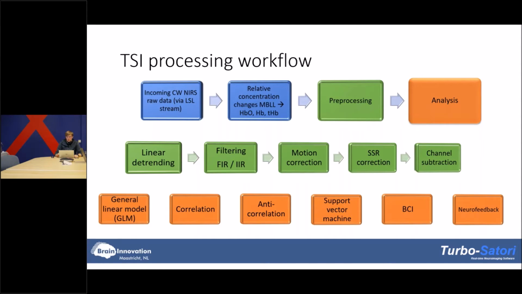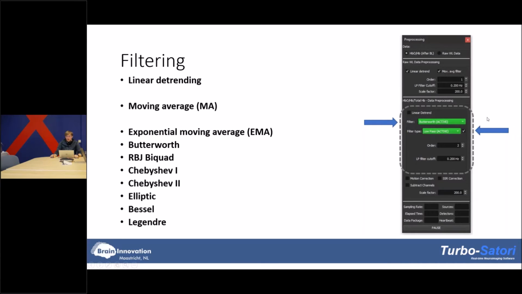Let's look into a bit more detail of the filtering. As you saw on the right of Turbo Satori, there are these filtering options. As a default, we have the moving average, but you can also select different options. For example, the Butterworth filter, which is very often used in fNIRS research. There are a lot of filters, for example, the moving average, but also the exponential moving average, which is also very often used in the datasets. They can be combined if needed, but you can also treat them separately.